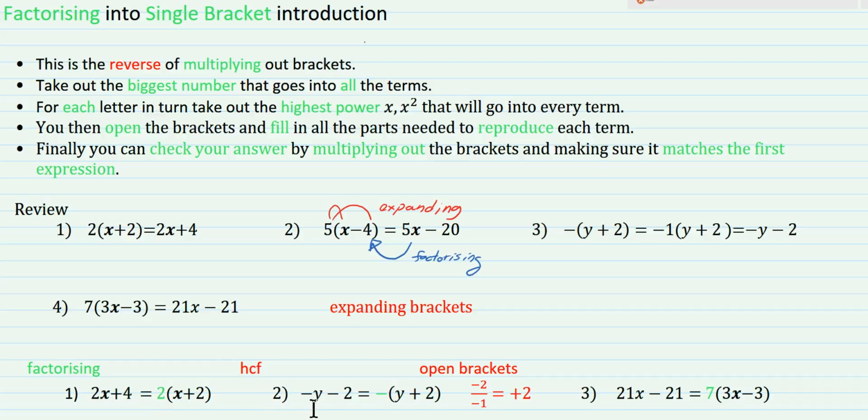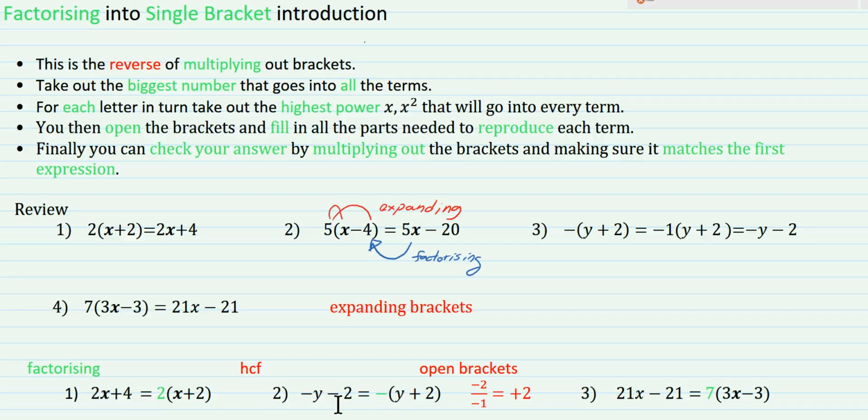Now the second example, we have minus y minus 2. Now, so we open the brackets here. We can see that this minus is common to the minus y and minus 2. So we can put this outside, yeah? And to decide what we put inside, we divide minus y by this minus, which is actually a minus 1. So minus y divided by minus 1 is actually plus y. So that's the first term.